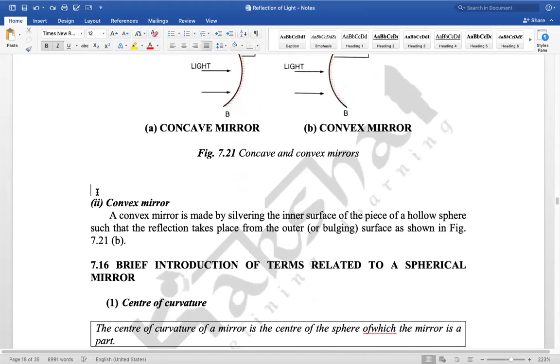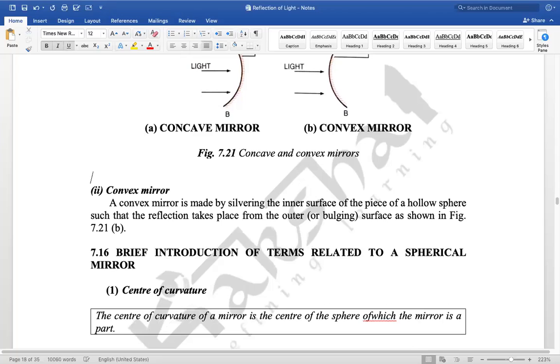A convex mirror is made by silvering the inner surface of the piece of a hollow sphere, such that the reflection takes place from the outer or bulging surface, as shown in the figure.